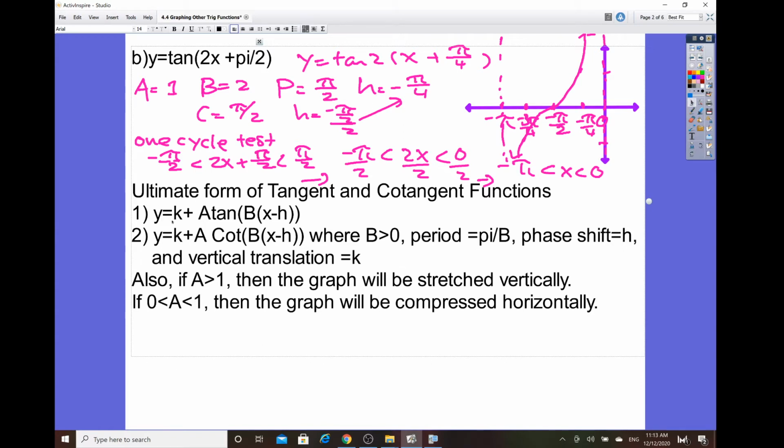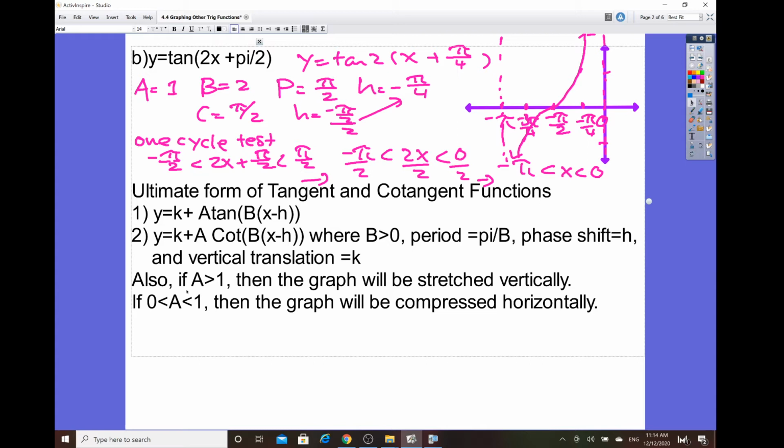You guys see that? So y equals k. Again, we do have the same kind of elements: a, b, h, and k. So y equals k plus a tangent of b times the quantity x minus h. And for cotangent, it's quite similar, so just change the function. So again, where b is greater than 0, period is pi over b, phase shift is just h, vertical translation is just k.